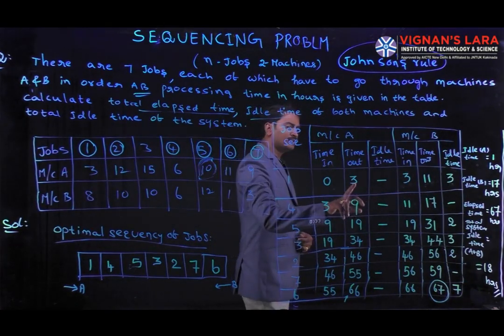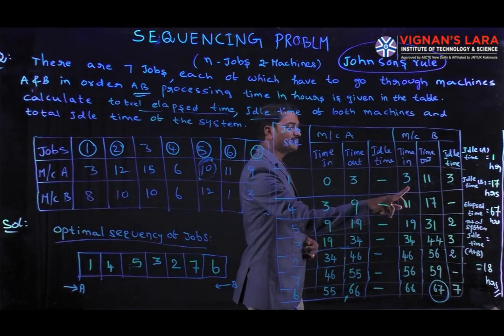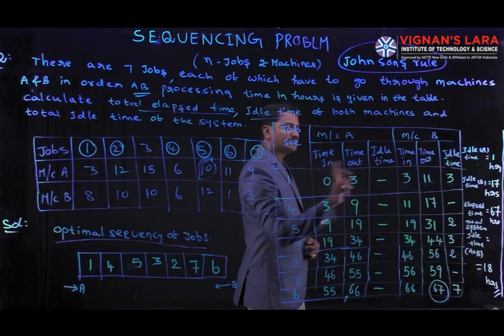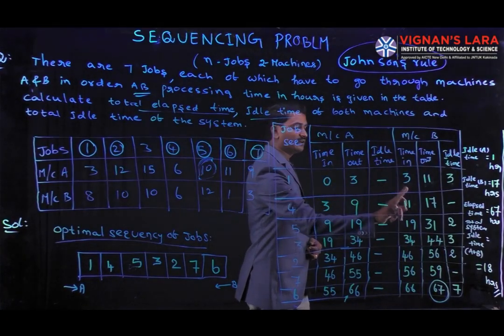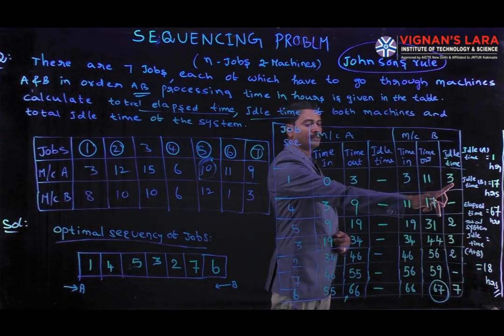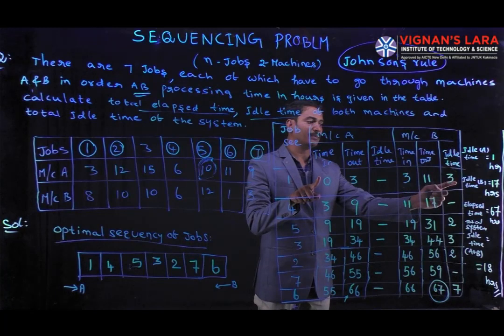Here the timeout of job A is 3, and the time in for job 3 is 3. The difference between these two, time in and time out, is 3 hours. So that is the idle time. In the first case, this difference is the idle time of machine B.